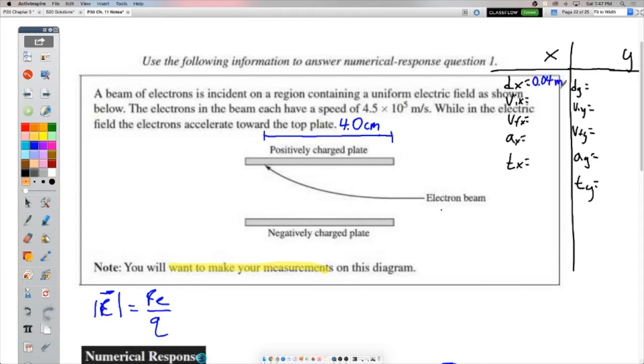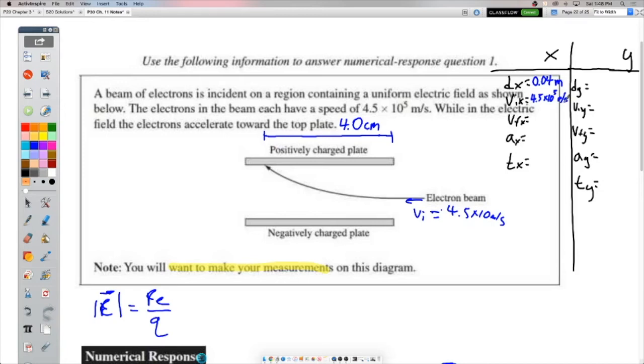Now the vix, they actually told us that the initial velocity is all in the x, right? So vi is vix, and it's 4.5 times 10 to the 5 meters per second. Sorry guys, this is tiny. Now, what's causing it to change its velocity in the x-axis? What's causing it to speed up? What's causing it to slow down?